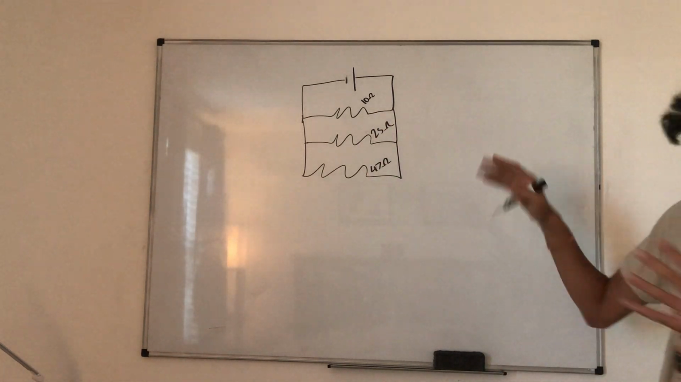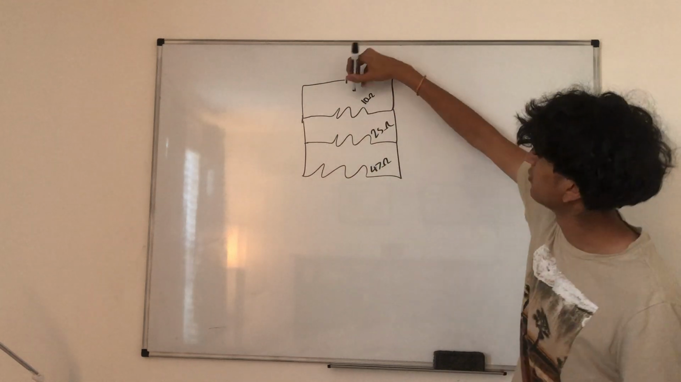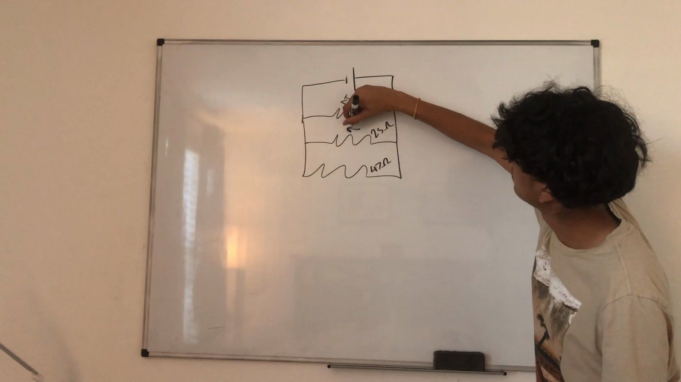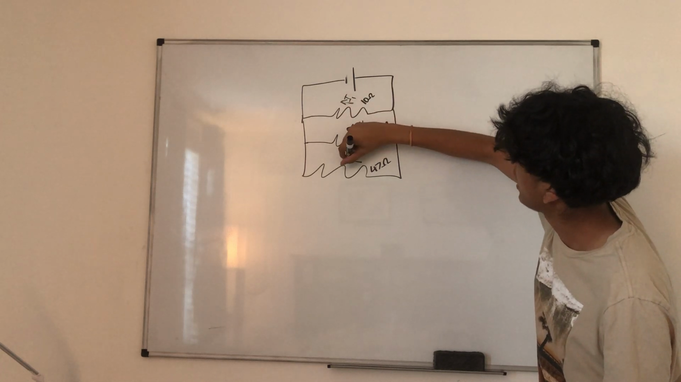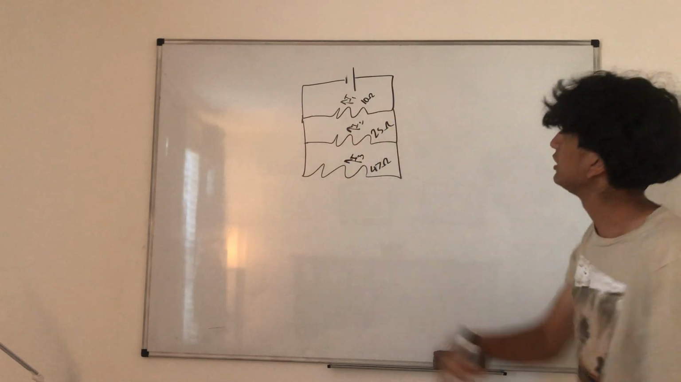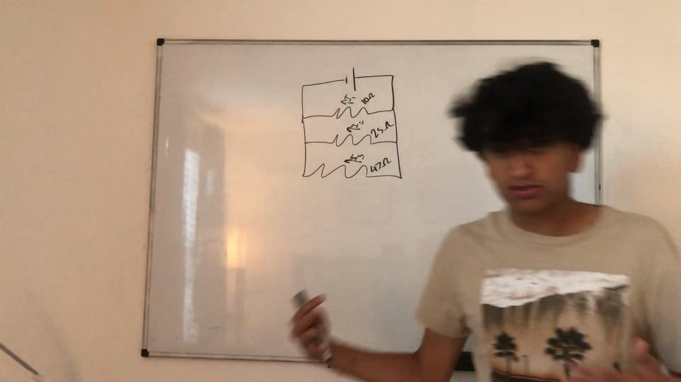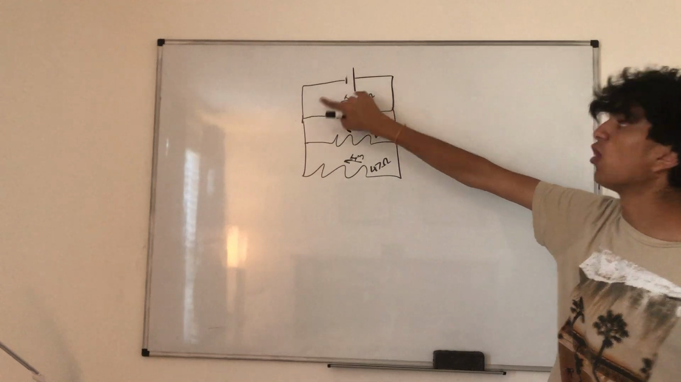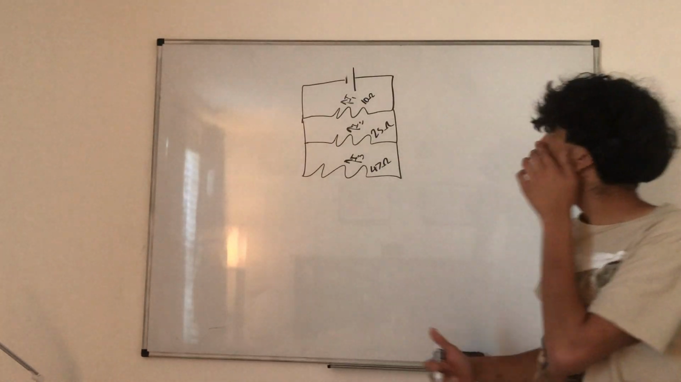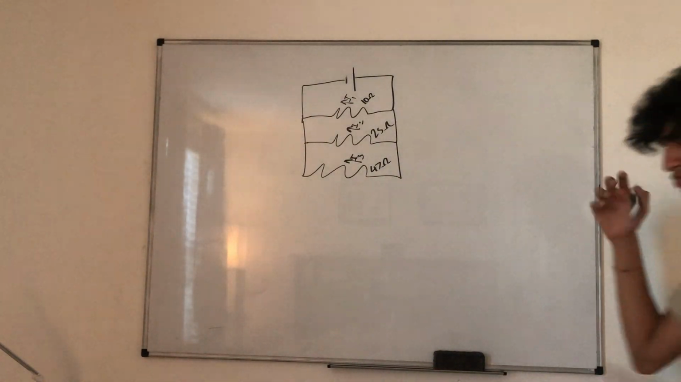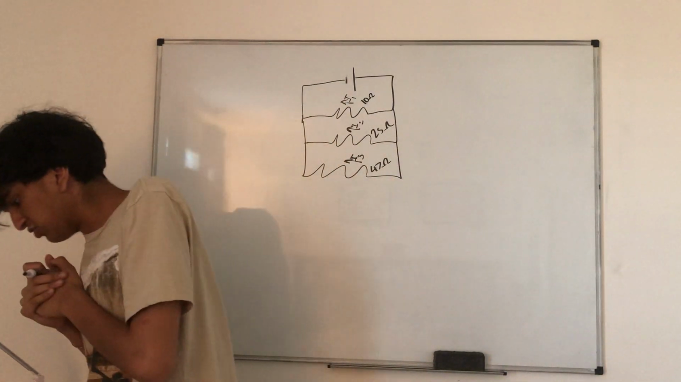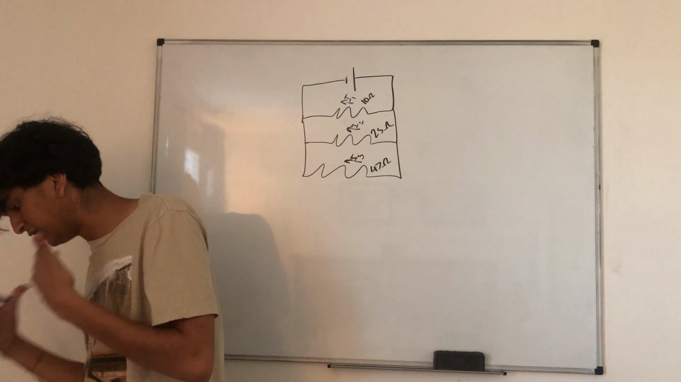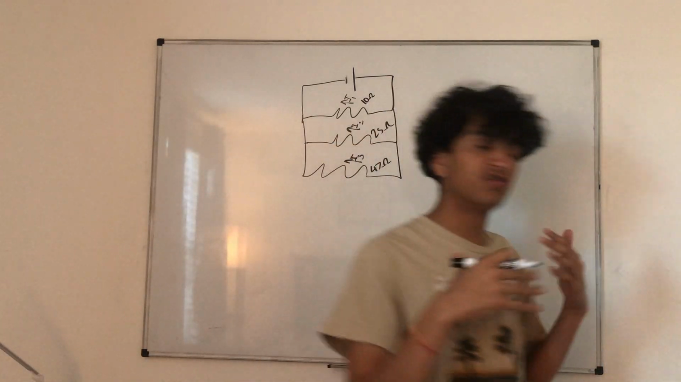Now, all of those currents, let's call them I1, I2, and I3, are going to add up to the total current, like found right here, the total current going through the battery. They all add up. So the total current in a parallel circuit is equal to the sum of the current in each individual resistor.